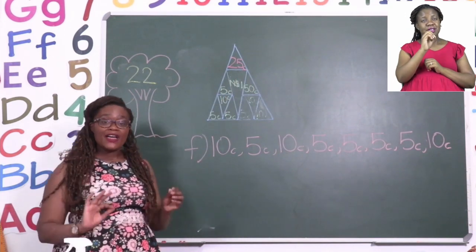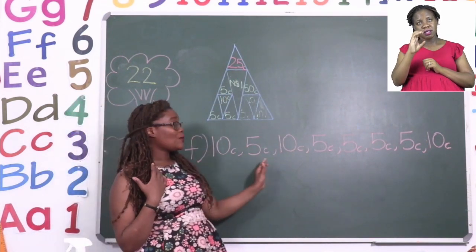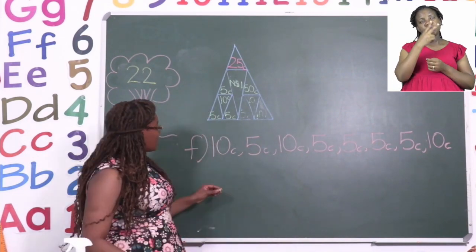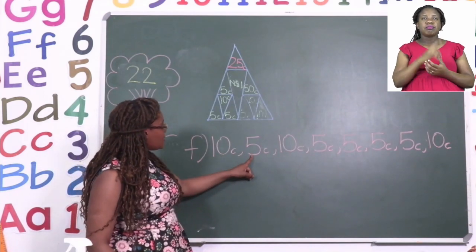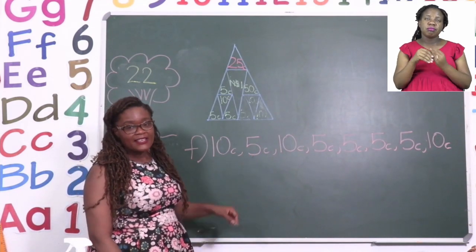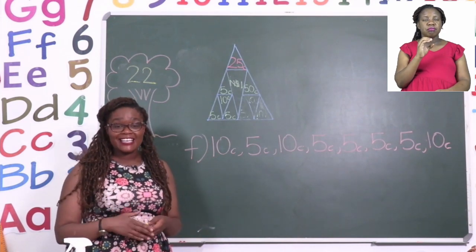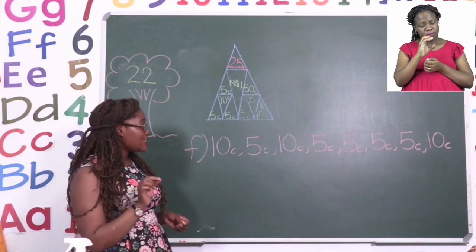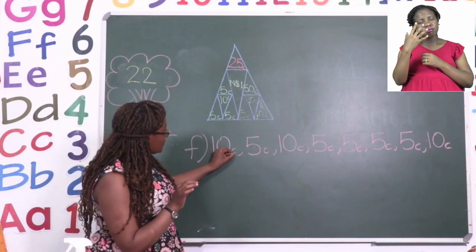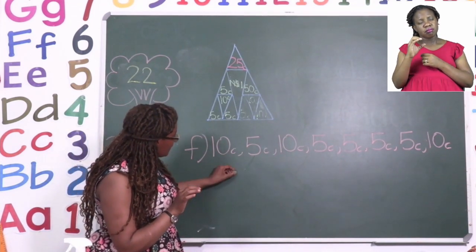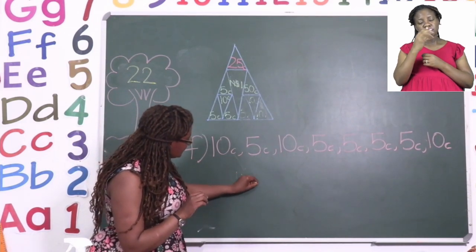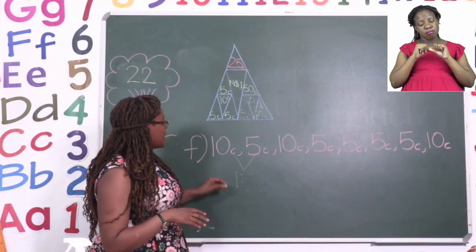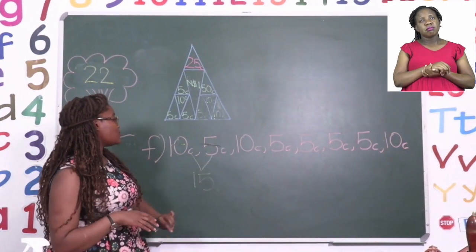Now we're going to do the other part where we have to add all this money and find out how much the person has. Let's start by saying 10 plus 5. Now, boys and girls, that one is very easy. If we have 10 and we add 5, our answer is 15. So this one gives us 15 cents. And then now we continue adding. Let's cross them out so we don't use them again.